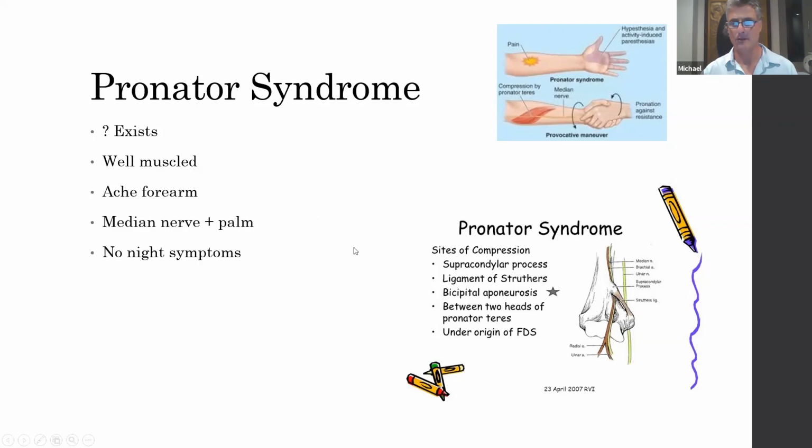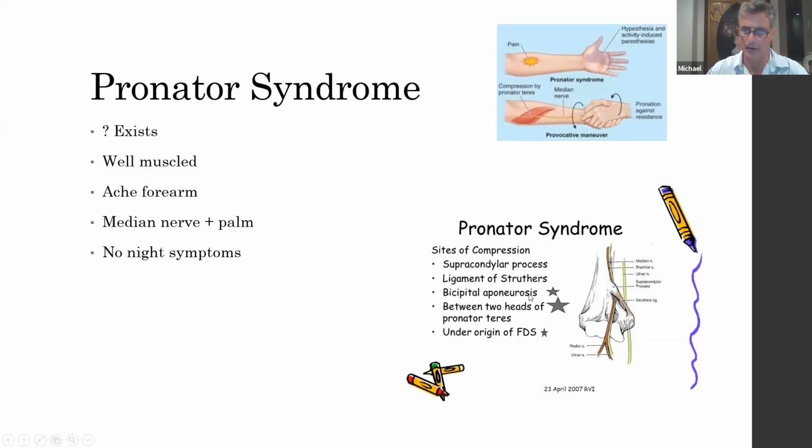and pronating and supinating. The site of compression, I don't think you can just go and release one. You have to go and explore the whole proximal median nerve. You've got to look on the x-ray for a supracondylar process and a ligament of Struthers. But really, when it comes down to it, it's basically these three.